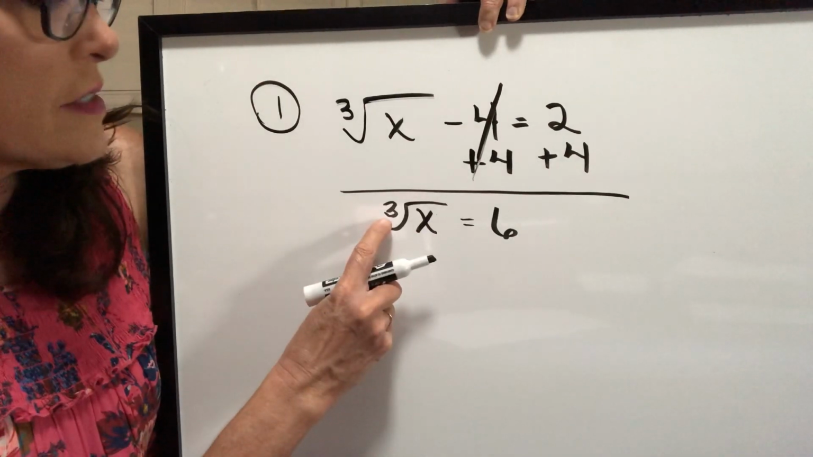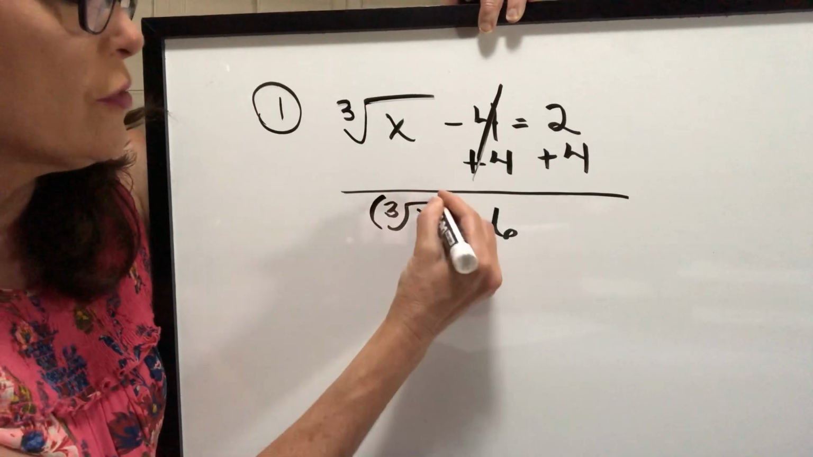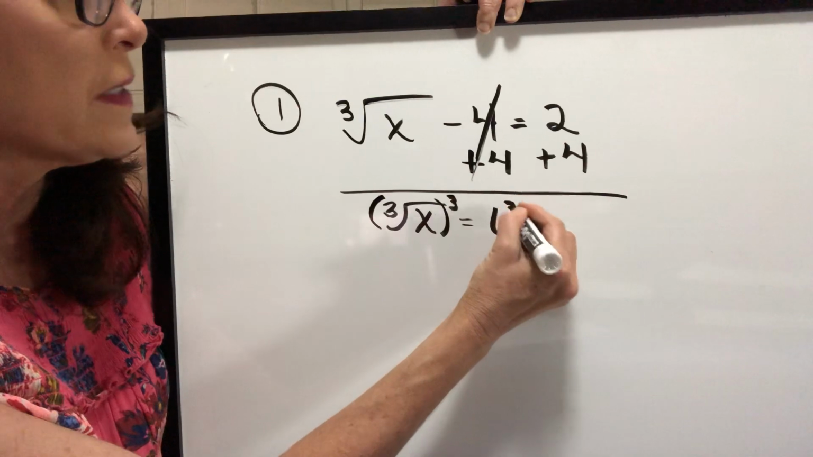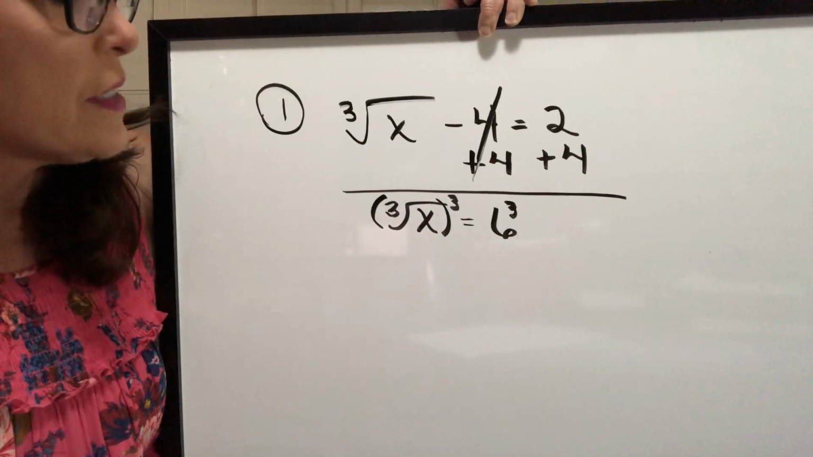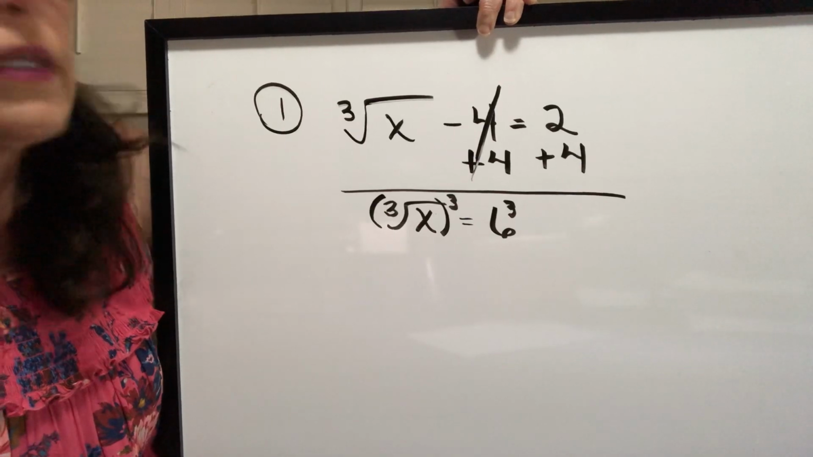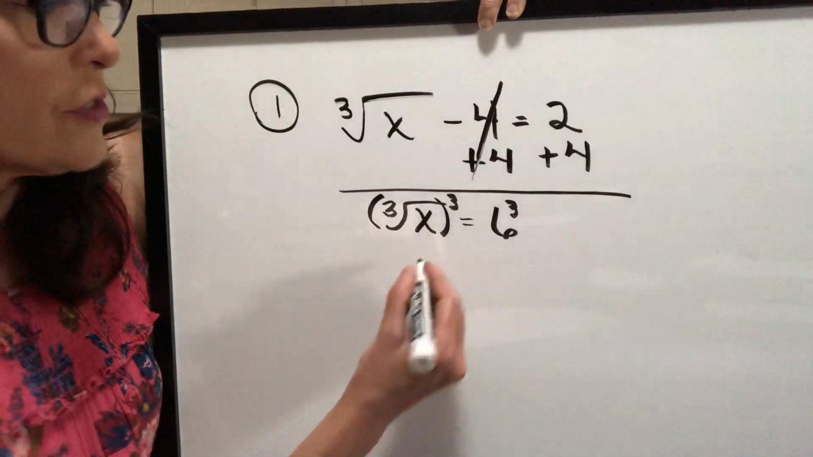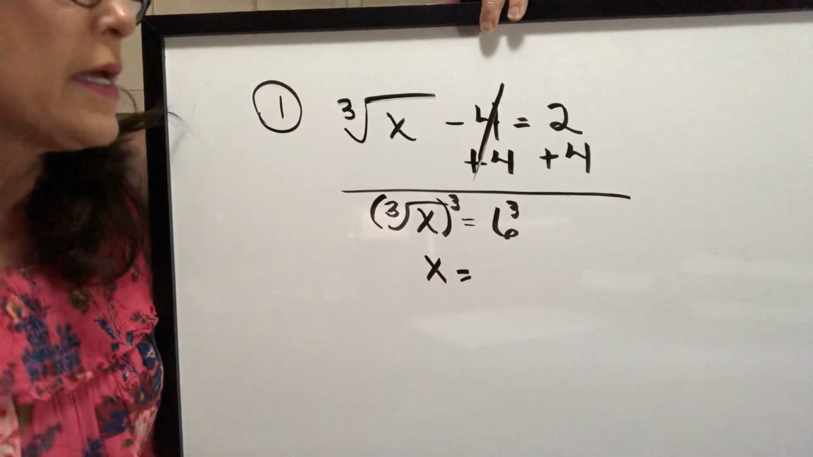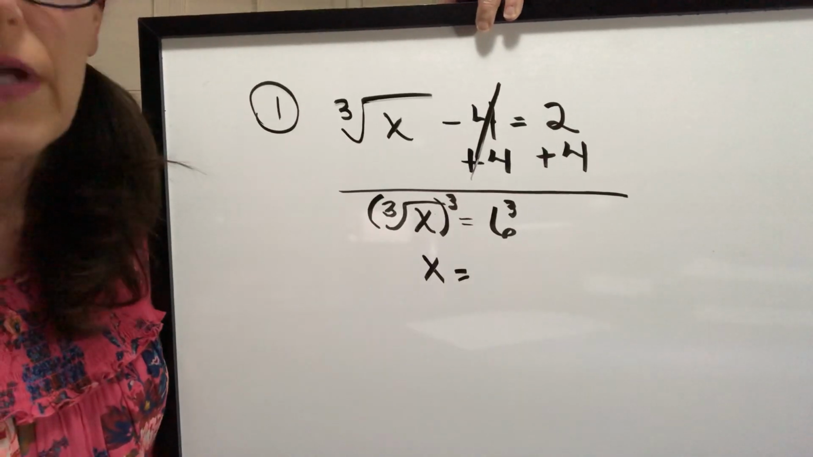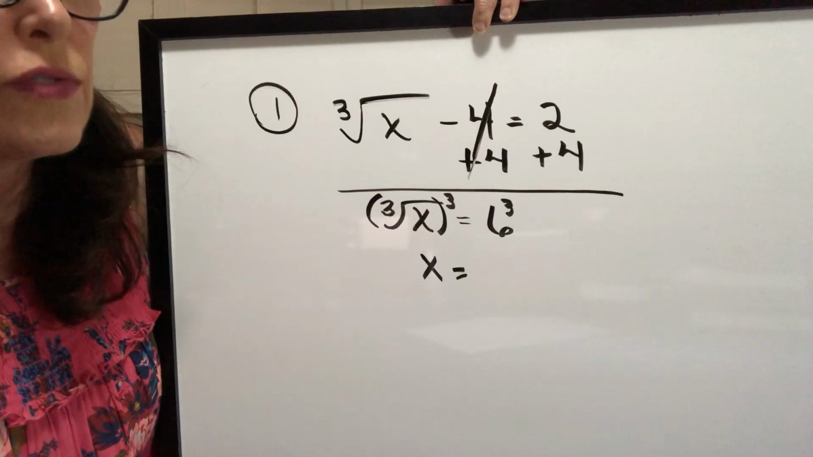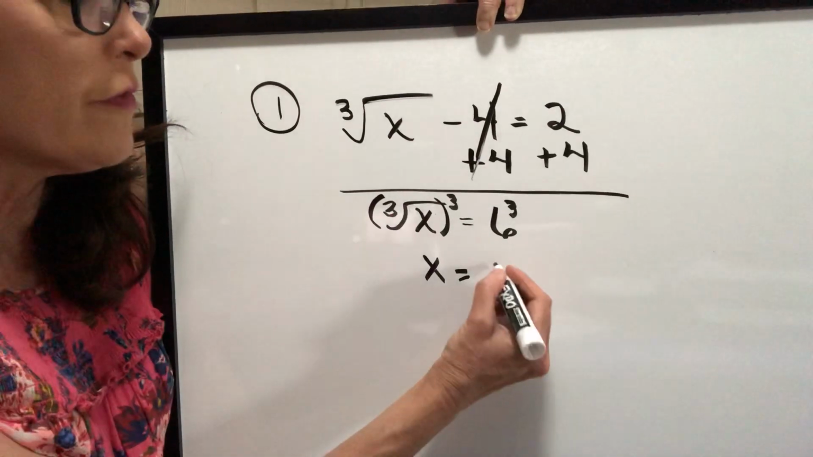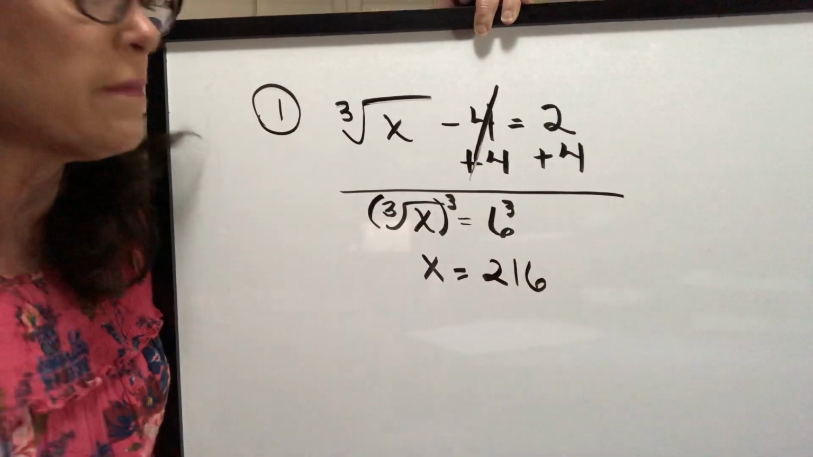So since this is a cube root, we are going to cube both sides of the equation. Then we will simplify. So on the left side, the cube root and the cube cancel each other out. So you'd be left with just x. Now on the right side, you would get your calculator and you would figure out what 6 cubed is. So you'd put in 6 raised to the third power, and you would find that answer to be 216.